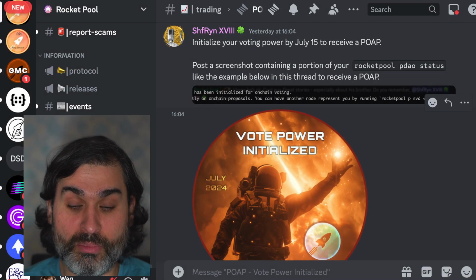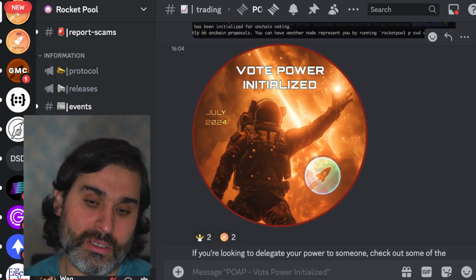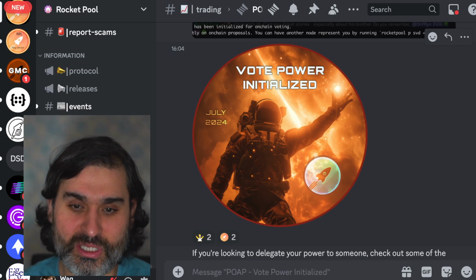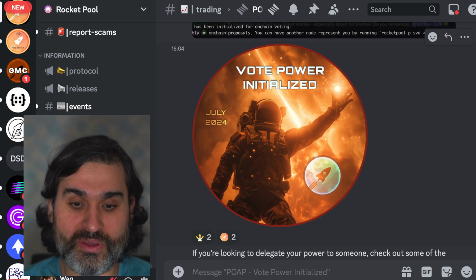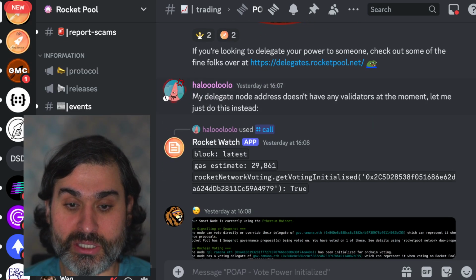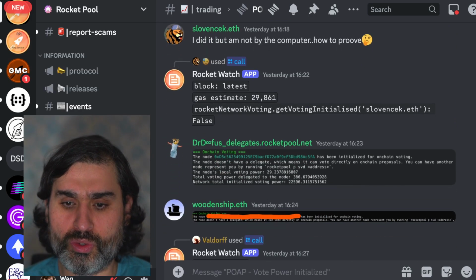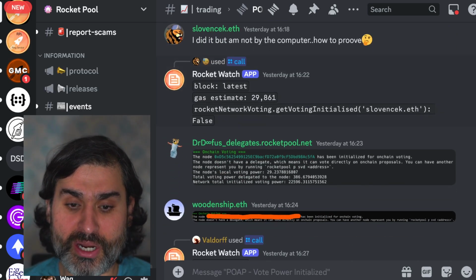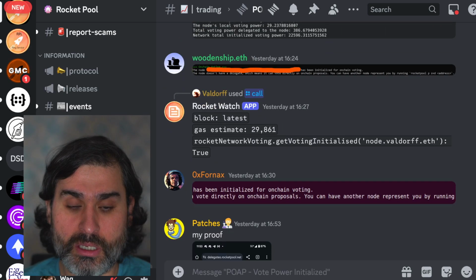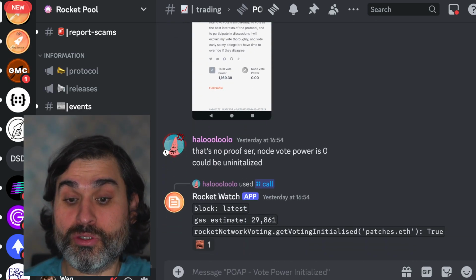So this is what the POAP is going to look like. It looks like an astronaut kind of holding a star in his hand almost, a voting power initialized July 2024. So a whole lot of people are starting to share their screenshots, which is really cool. Make sure that you're only sharing the information that you're comfortable sharing, but otherwise you can share that information.